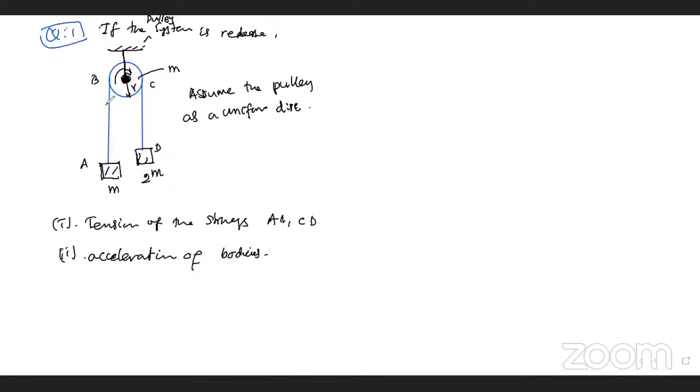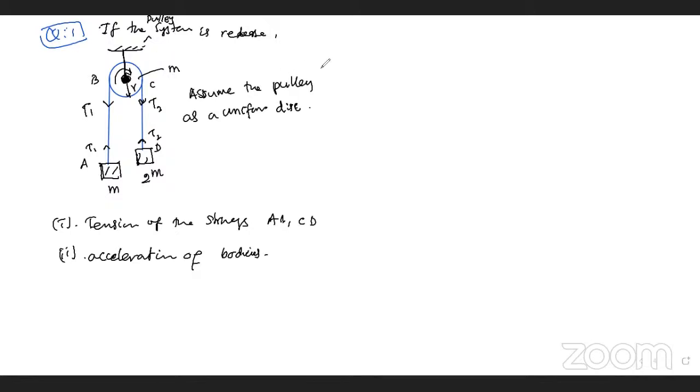How are the tensions on both sides different? You need to keep in mind that when the pulley rotates, the tensions should be different. Why? To rotate it, there should be a torque on it. If the two tensions are equal, the resultant torque is zero. To make a resultant torque when it rotates, there should be a difference in tension on both sides.